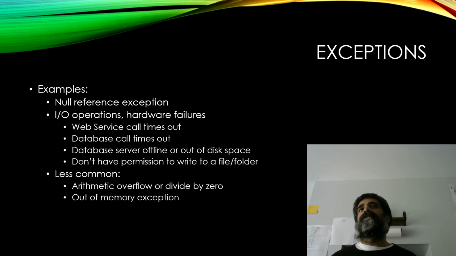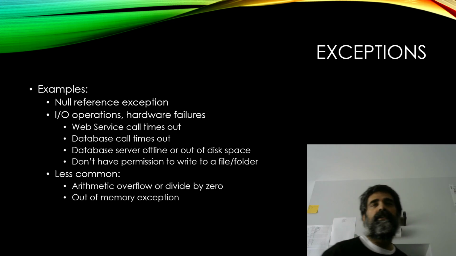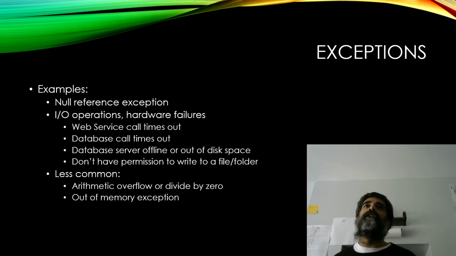And same thing with divide by zero. That would be another example of an arithmetic exception. Or even allocating a variable using the new keyword. It could result in an out-of-memory exception. So pretty much any line of code could fail, but it tends to be these I/O operations and hardware failures that are the most common causes of exceptions.